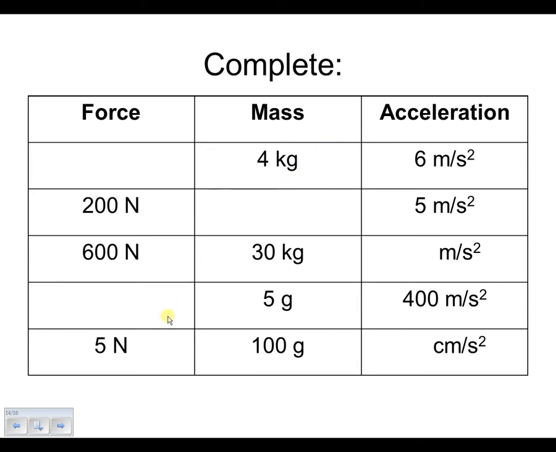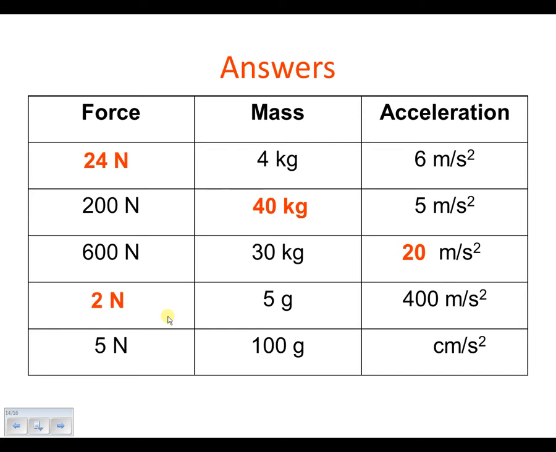Right, how did you do? Did you get 24 newtons for the first one? In which case, well done. If not, you need to go back and work your way back up to this point. Did you get 40 kilos? And 20 meters per second squared? And 2 newtons? And 5,000 centimeters per second squared? If the last one was a problem for you, you need to go and look up your metric conversions.